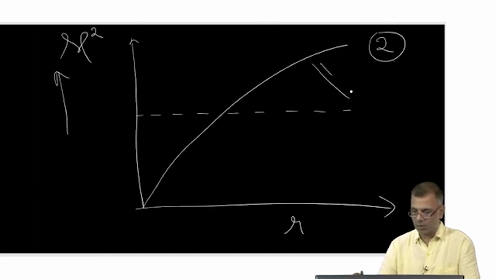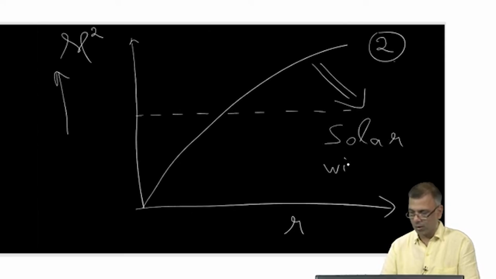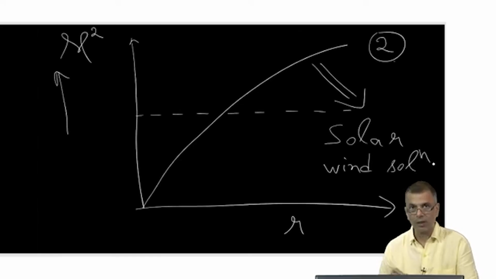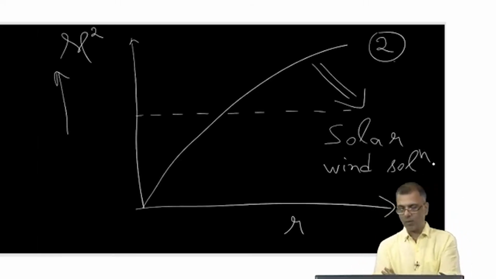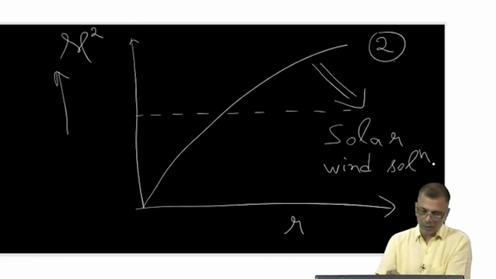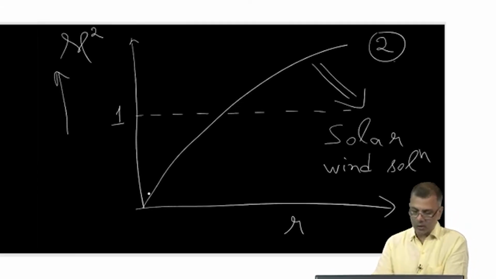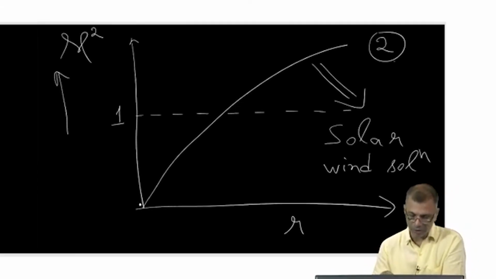So this would represent the solar wind solution, right? And so what does this represent? Well, the Mach number is plotted on the y-axis, and this is where Mach number equals 1. So this represents a kind of solution which starts out subsonic at the very center, right?